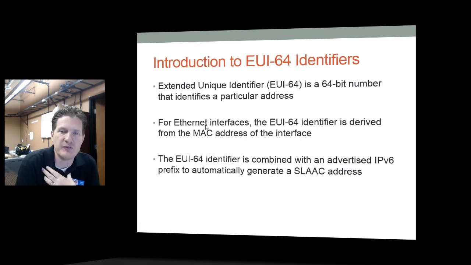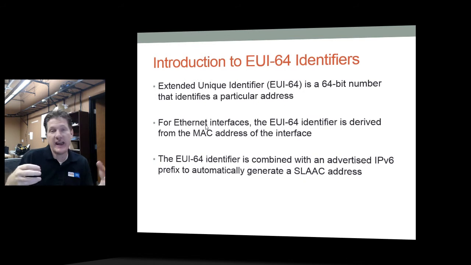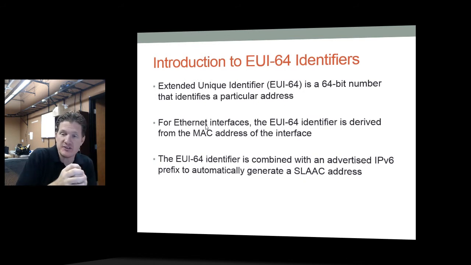But in order to really get this, we have to know what an EUI64 number is. This is a 64-bit number that identifies a particular address. For Ethernet interfaces, the EUI64 is derived from the MAC. It is not the MAC. It is simply derived from the MAC. So it is combined with the IPv6 prefix. Now, what happens is your host hears from routers what the available prefix is. It takes that prefix and it adds it to the EUI64 identifier it's generated, and that is what produces its self-identified address, or its SLAAC address.